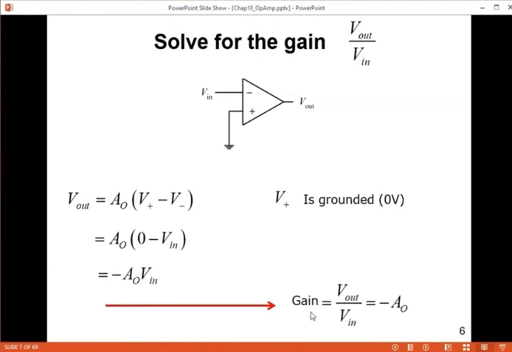So your gain is equal to negative AO, because gain is the value of Vout over Vin, and now it becomes negative AO. This is why we say negative means opposite. This only happens when you have your V plus connected to the ground. When you apply Vin to the inverting input terminal, you will produce a negative value. From that, we mention this is the inverting input with a minus sign.